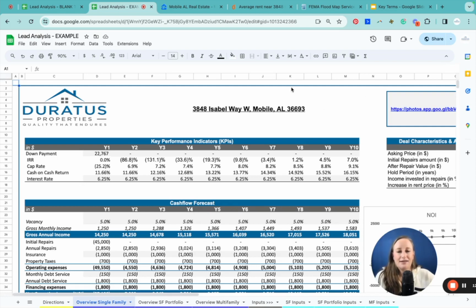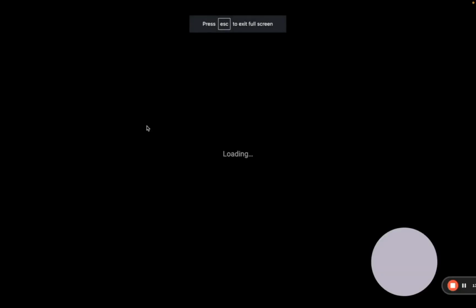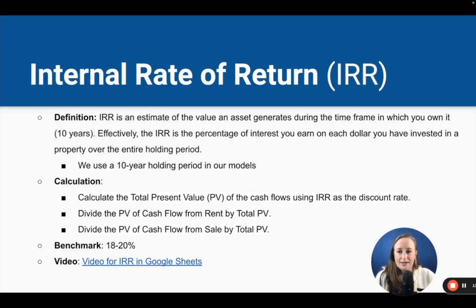But if you are a little bit newer to the real estate industry, in order to understand this, we need to go over a few key terms. And I will link this as a PDF in case you want to download it.